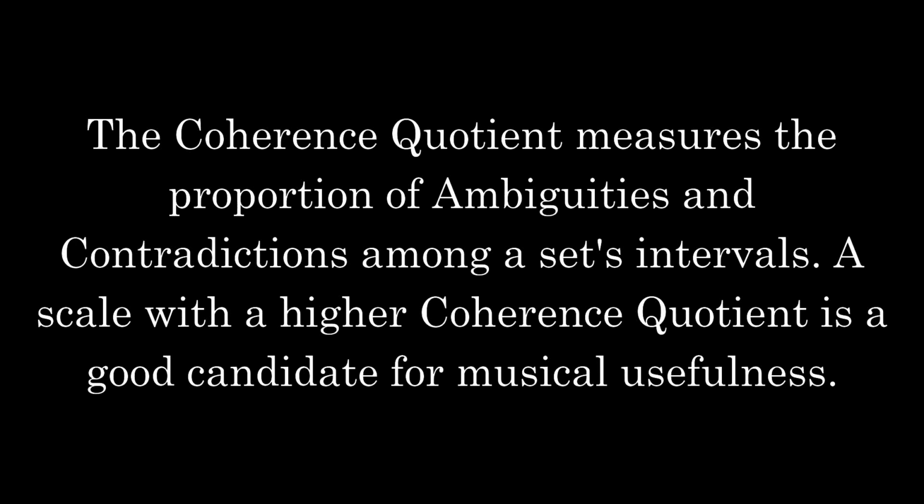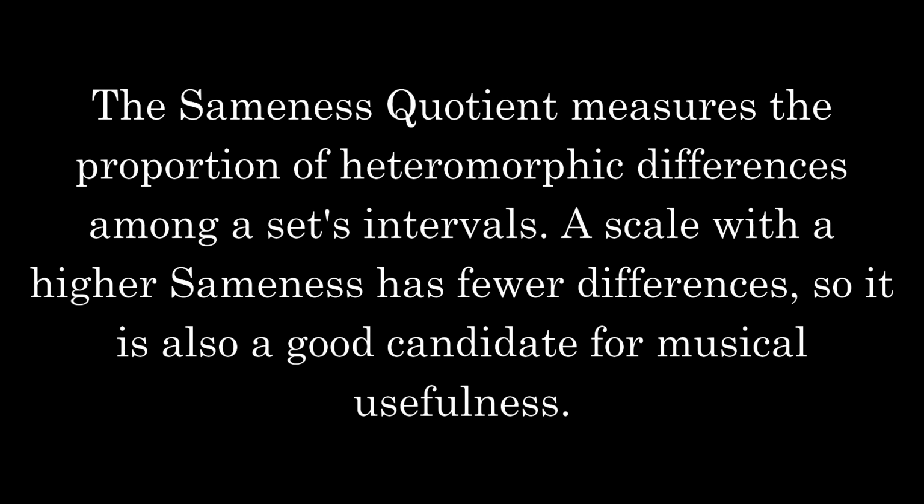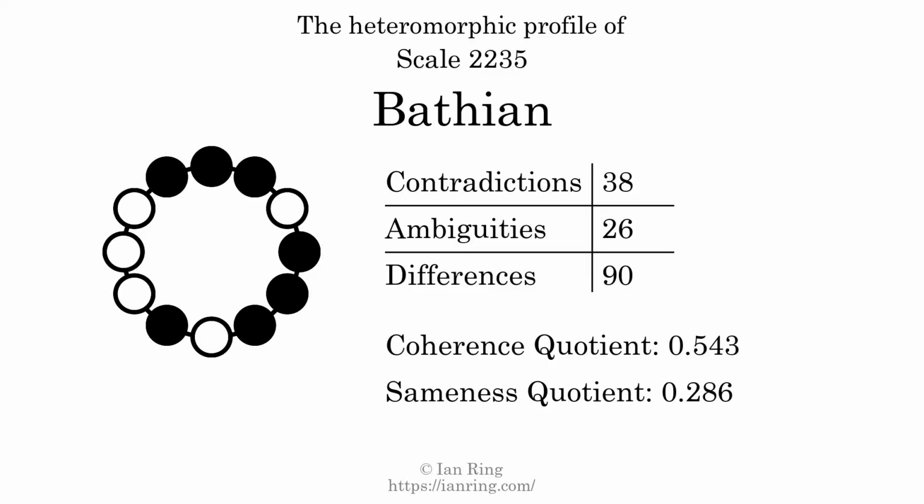The coherence quotient measures the proportion of ambiguities and contradictions among a set's intervals. A scale with a higher coherence quotient is a good candidate for musical usefulness. The coherence quotient is 0.543. The sameness quotient measures the proportion of heteromorphic differences among a set's intervals. A scale with a higher sameness has fewer differences, so it is also a good candidate for musical usefulness. The sameness quotient is 0.286.